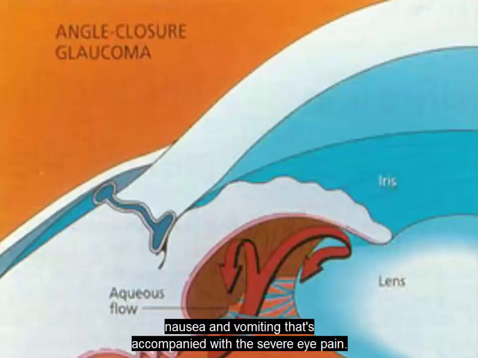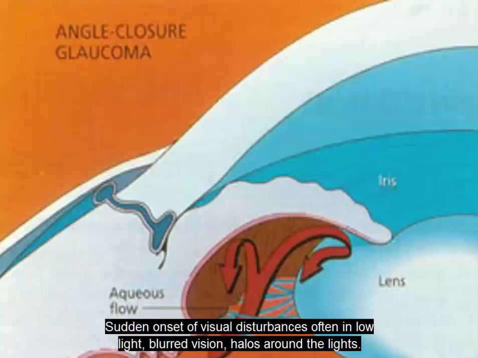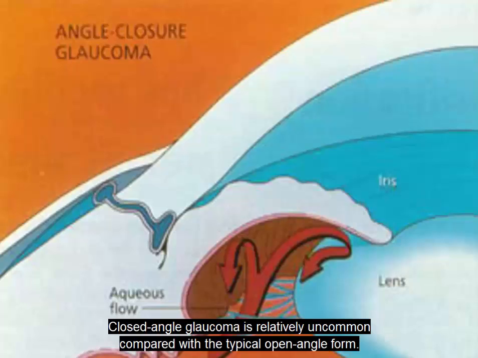Acute angle closure glaucoma signs and symptoms include severe eye pain or reddening of the eye, nausea and vomiting accompanied with the severe eye pain, sudden onset of visual disturbances, often in low light, blurred vision, and halos around the lights. Closed-angle glaucoma is relatively uncommon compared with the typical open-angle form.